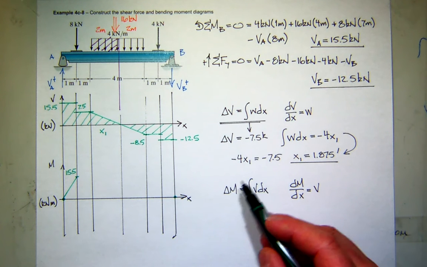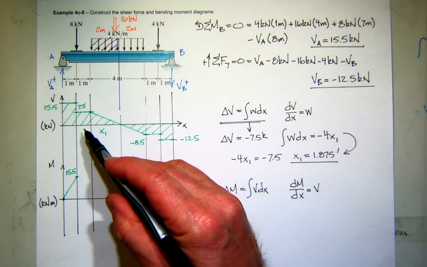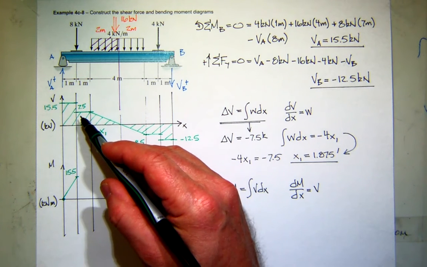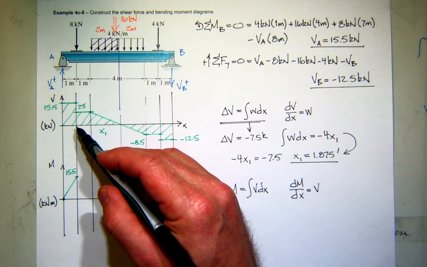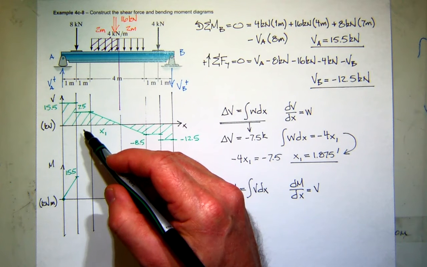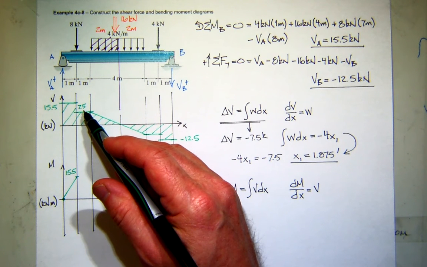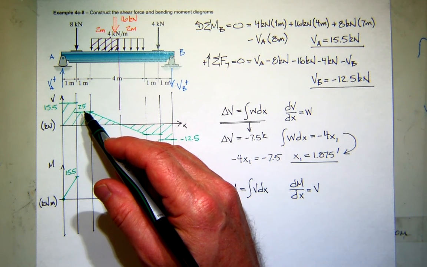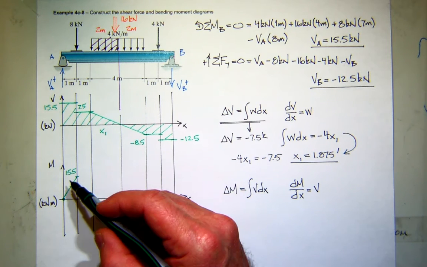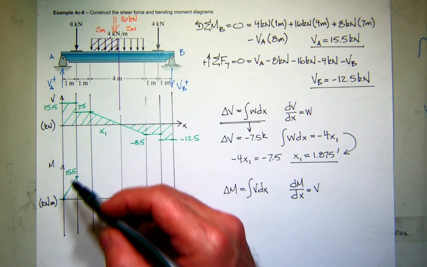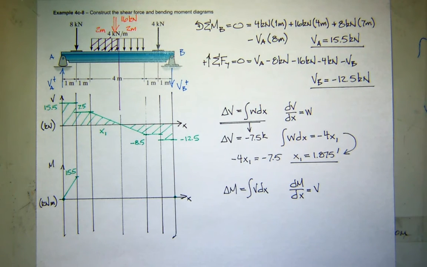Now the change in moment for the next 1 meter segment should be the area under this part of the curve. What's that? Well, base times height, right? 1 meter times 7.5 kilonewtons. So that'll be 7.5. That's the change. That's a positive area. So what's 15.5 plus 7.5? 23?